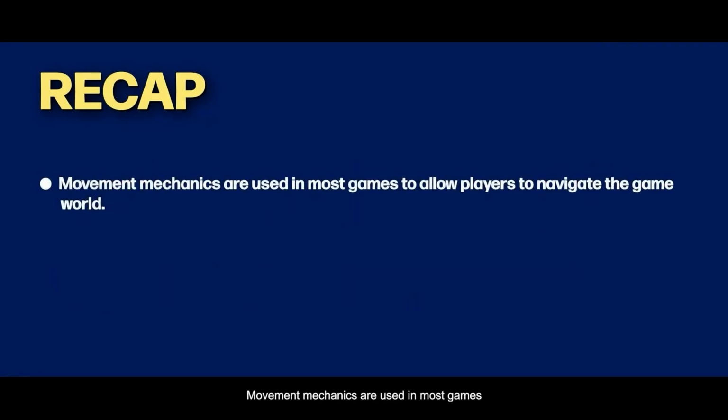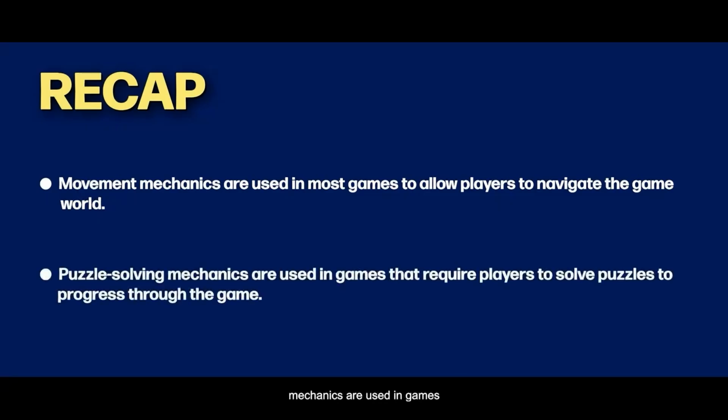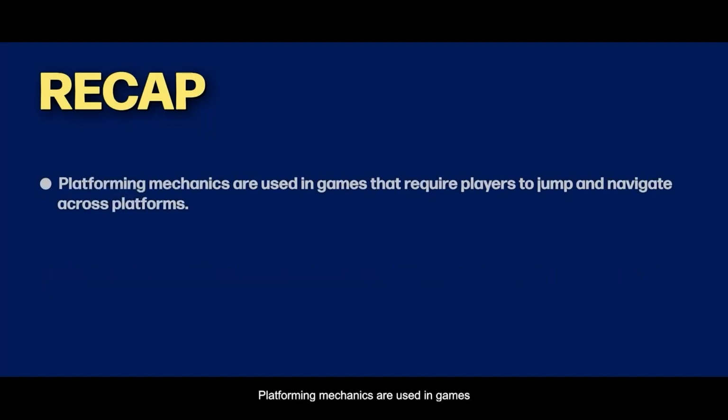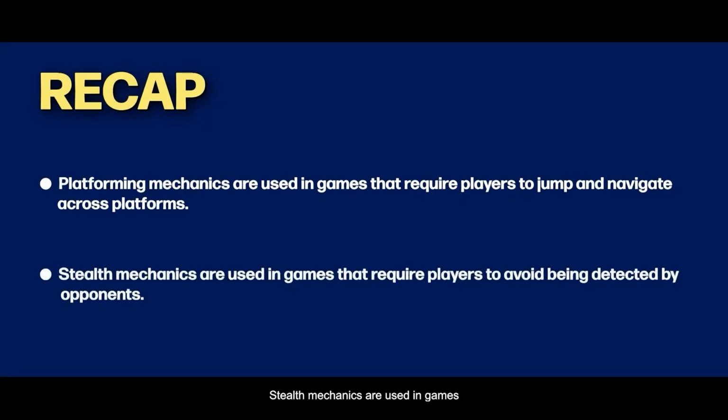Movement mechanics are used in most games to allow players to navigate the game world. Puzzle solving mechanics are used in games that require players to solve puzzles to progress through the game. Platforming mechanics are used in games that require players to jump and navigate across platforms. Stealth mechanics are used in games that require players to avoid being detected by opponents.